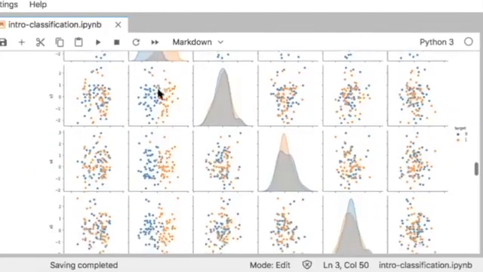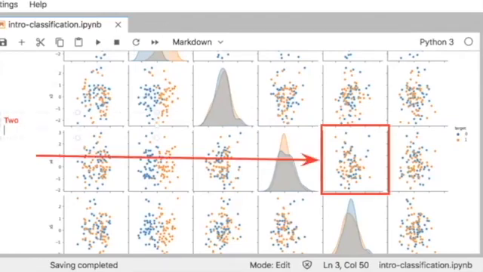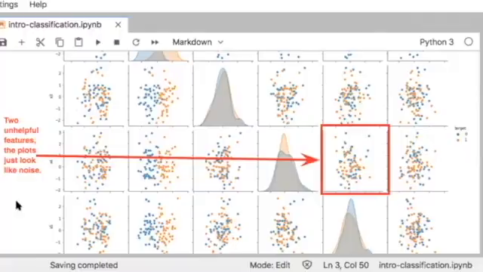If you look at a combination of two features that don't contribute a lot of information, like x4 and x5, there's really no way to separate these. If you look at two unhelpful features, the plots just look like noise. You don't see any way to separate these based on what you're looking at.